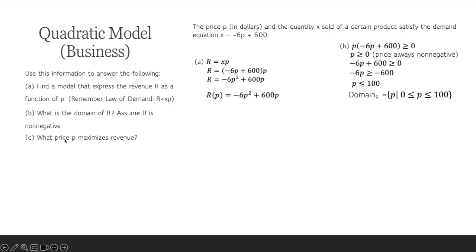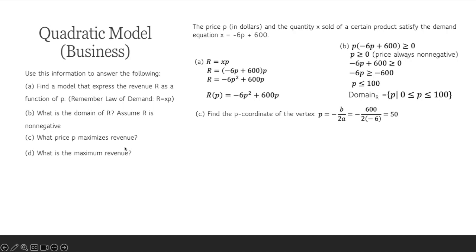When I'm trying to find the price P that maximizes the revenue, I'm trying to find the P coordinate of the vertex, or in this case the P coordinate is the role of the X. So I know that the price will be negative B over 2A, where B is 600 and A is -6. I replace here and I get $50. So the $50 maximizes the revenue for this business.